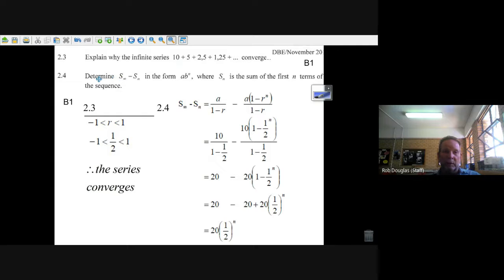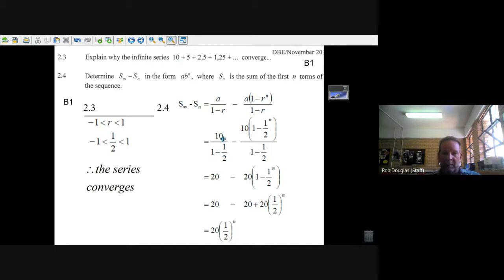Now, the next part is just about plugging in numbers. Determine the sum to infinity minus the sum of n terms in terms of n, in the form a b to the n. We're supposed to take the sum to infinity minus the formula for the sum to n terms. Just do it. The sum to infinity is a over 1 minus r. Here's the formula for the sum to n terms. We do know what r is, so we put in a half on both sides, and we know what a is, so we put 10 in both places where a is. That's your first step. We just fill it in.